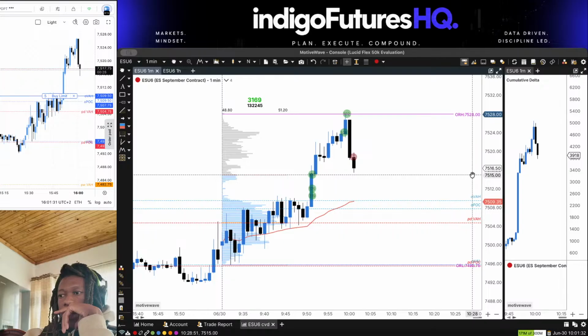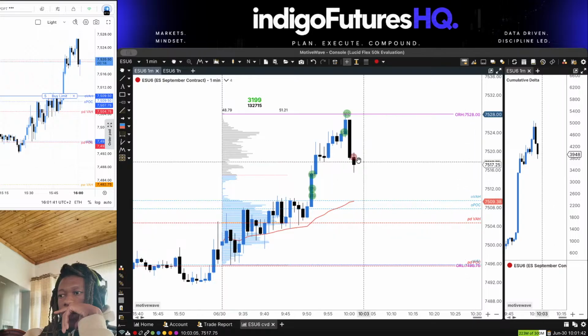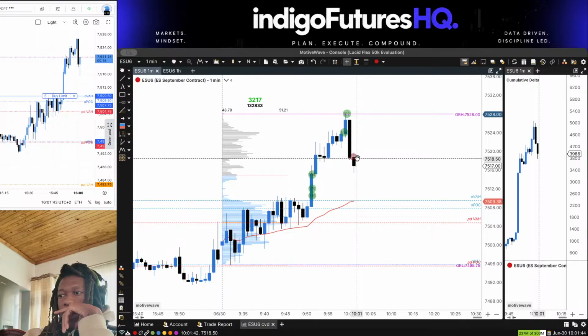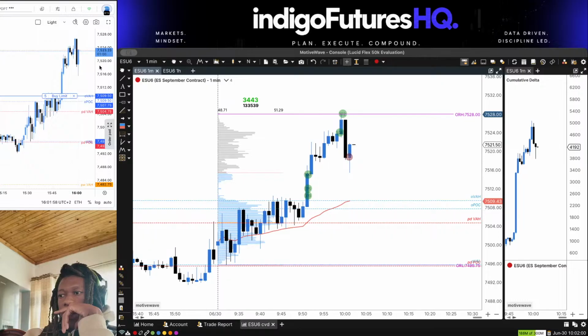515. Sellers at the top for that candle, really pushing for this move to go lower. Failed. Let's just sit on our hands. Let's just wait.